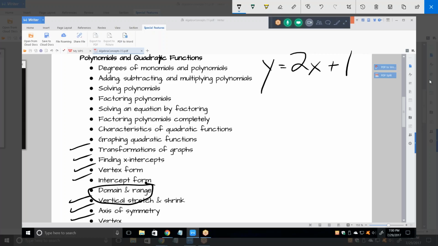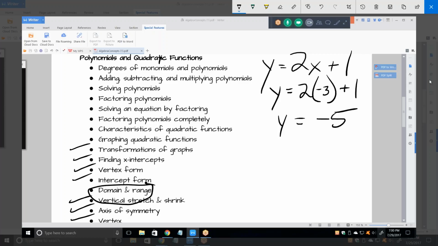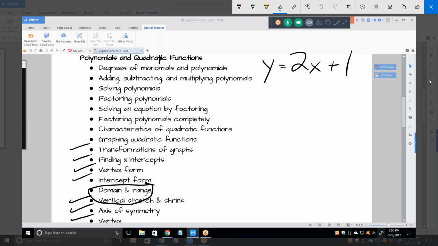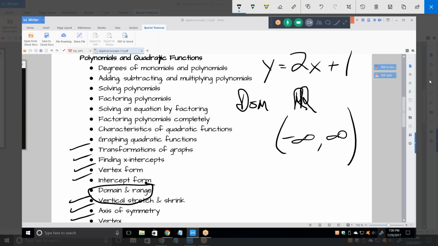A negative number? No, I can put in a negative number. I could use -3. In other words, if I wanted to put in -3 for x, that's perfectly legit. The answer is y would equal -5. Okay? In other words, I can plug in 0. I can plug in any size negative number you want. I can plug in any size positive number you want. So the domain for this function is all real numbers. And you can write that in various ways. One way to write it is that. Another way to write it is from negative infinity to positive infinity is allowable.